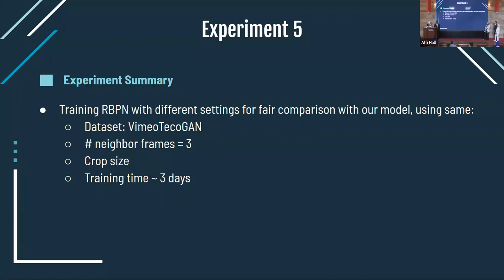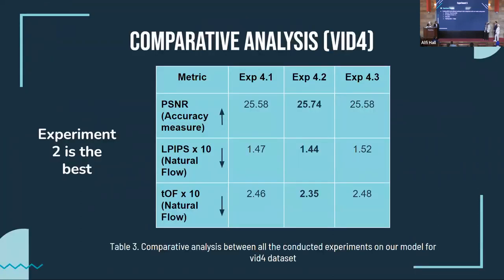Oh, sorry, the 5th experiment was that we trained the RBBN, which is the base model for the generator, but with our settings, so to have a fair comparison. So we use the same neighbor frames and the same crop size and the same settings we used for training our experiments. So here you can see a table comparing the 3 experiments we did and their values to determine the best one in order to compare them with the base models.